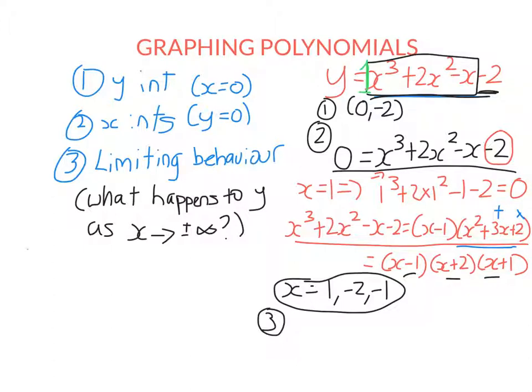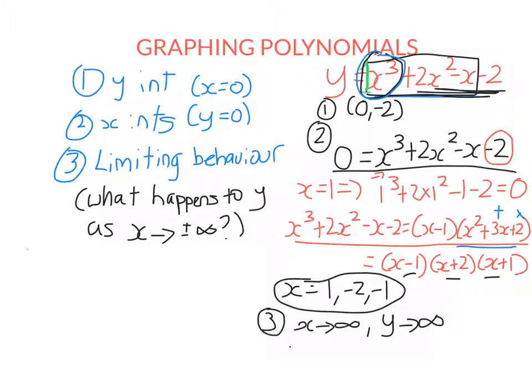What is going to happen as x gets larger and larger? So as x approaches positive infinity, this term's going to dominate. It's going to be way more than all the other terms. Now, if you take a really large number and cube it, you get a really large number. So what I'm saying is, as x gets larger and larger as it approaches infinity, y is also going to get larger and larger. That's because of this term here.